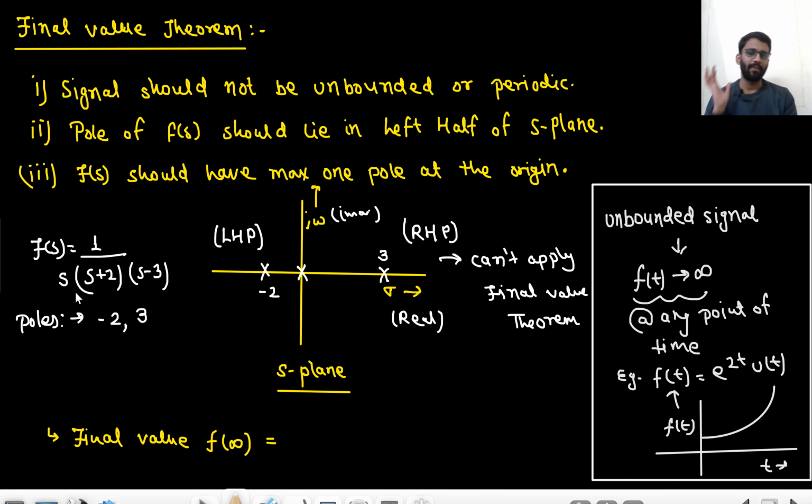Okay, maximum one pole at origin. So if I write 1 upon s into s plus 2 into s plus 3, what will be my poles? -2, -3, and one pole will be at 0. So maximum one pole at 0 is allowed.